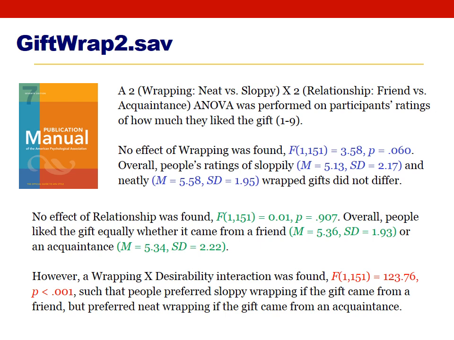However, we did find a significant interaction, so we need to try to explain that interaction. Next week, we're going to talk about ways to explain interactions in a more precise way, by not only including graphs to display the interaction, but also performing additional tests to break the interaction down into pieces and make sense of those individual pieces. Here we would say something like, if the gift came from a friend, people liked the sloppy wrapping better, but if the gift came from an acquaintance, people liked the neat wrapping better. In other words, people's liking of the gift was determined both by how it was wrapped and by who gave it to them.